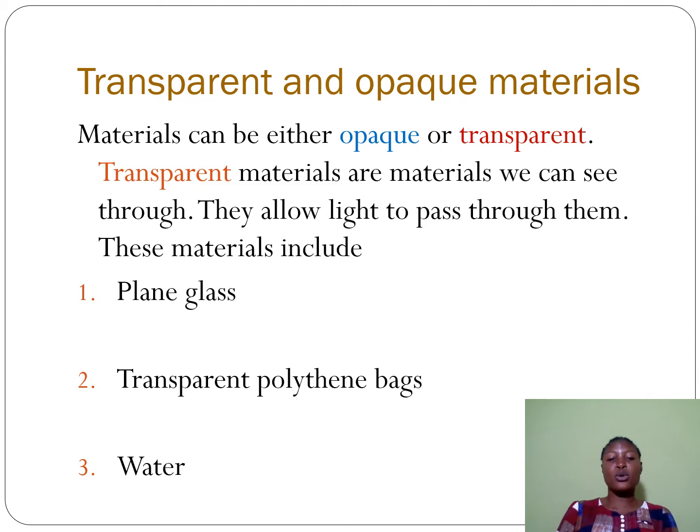These materials include 1. Plain glass, 2. Transparent polythene bags, and then 3. Water. You can see that we have certain polythene bags which are white or plain, meaning that they don't have any actual color. They are just plain, so we can see through them. We have plain glasses as well, which we can see through, and also we all believe we can see through water.